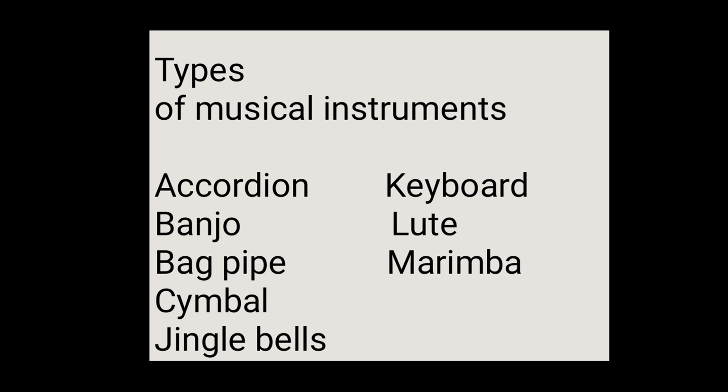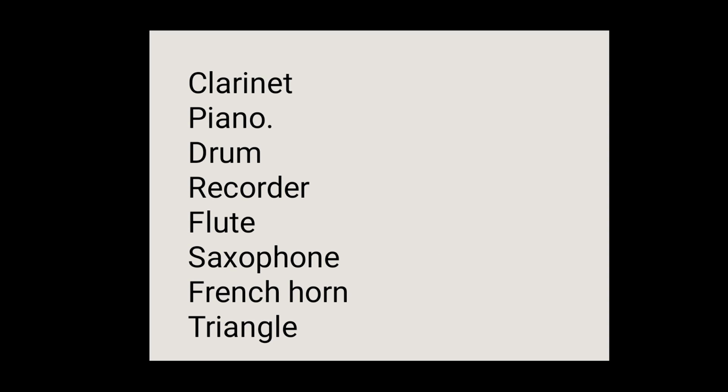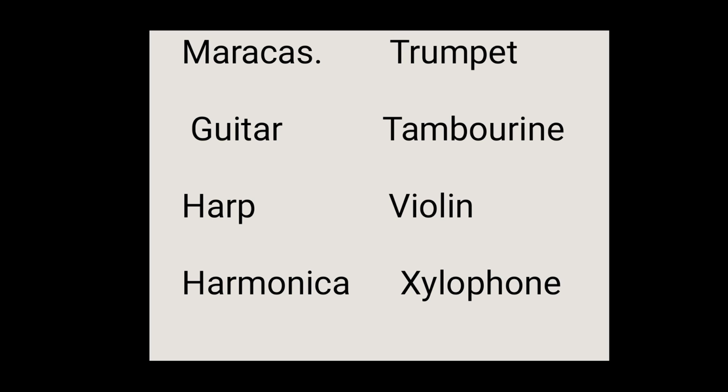We have the accordion, we have the banjo, we have the bagpipe, we have the cymbal, we have the jingle bells, we have the keyboard, we have the lute, we have the marimba, we have the clarinet, we have the piano, we have the drum, we have the recorder, we have the flute, we have the saxophone, we have the French horn, we have the triangle, we have the maracas, we have the guitar, we have the harp, we have the harmonica, we have the trumpet, we have the tambourine, we have the violin, we have the xylophone.